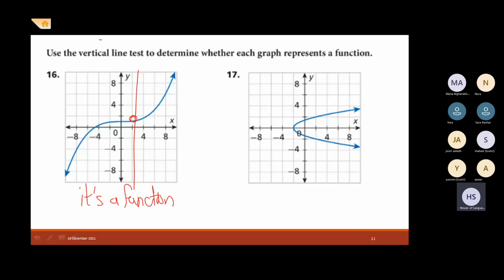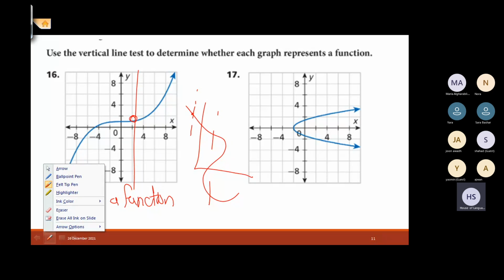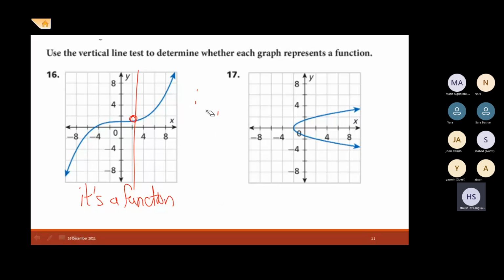The second one, here. Teacher, I have a question. What if I drew 2 lines and the first line has 1 point and the second line has 2 points? Is this a function or not? This case cannot happen. You must only draw one vertical line. There's no graph in math like this. If you draw it here, it cuts in 1. If you draw it here, it cuts in 2. So this cannot happen, and if it happened, it's not a function. We should draw only 1 line, and only 1 line, yes.